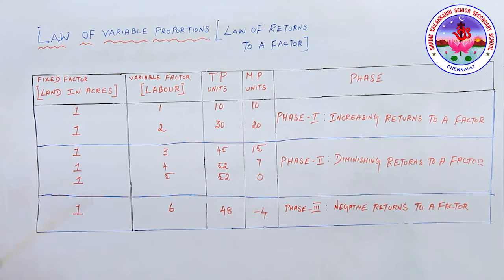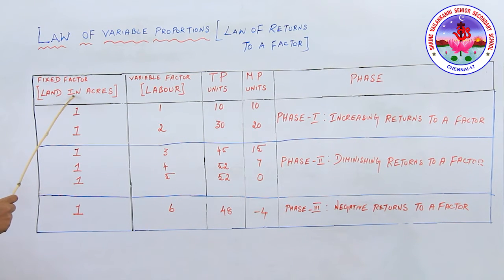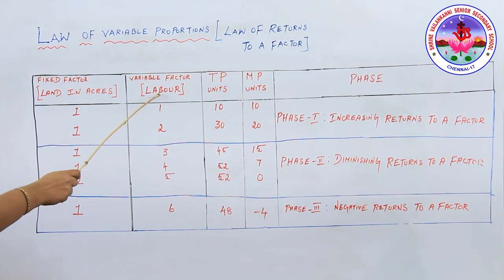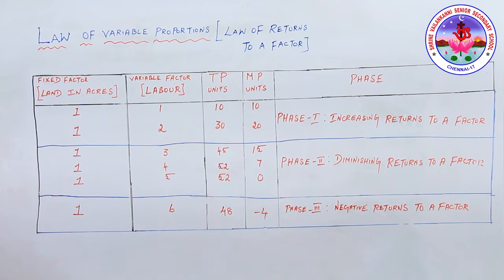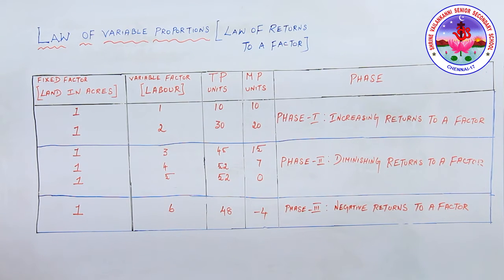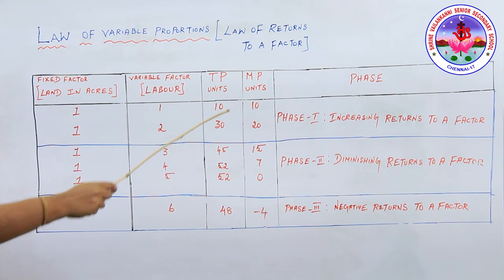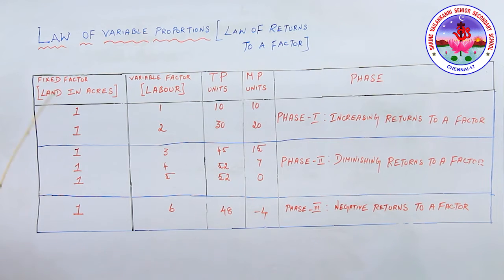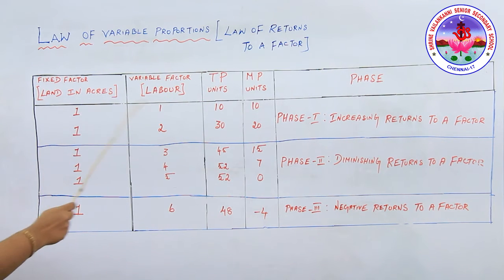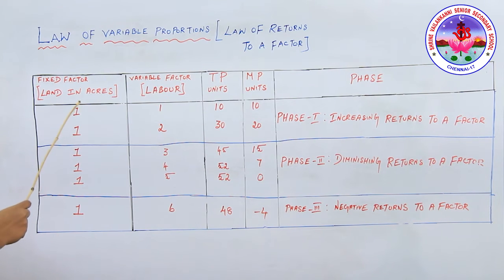In the first column, the fixed factor, that is the land in acres, it's a fixed one. The second column, variable factor, labor. The third column is the total product in units. The fourth one, marginal product in units. And the fifth one talks about the phases. When we talk about the fixed factor, it's fixed already, isn't it? So the land is a fixed one, as I've told you already. So we are working with a 1:1 ratio. The land is fixed.